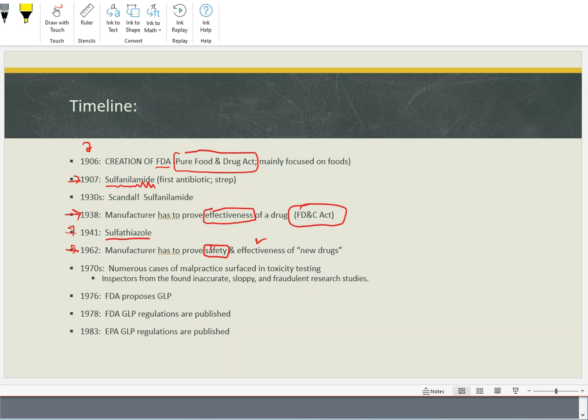Then 8 years later, 9 years later, in the 1970s, we get some more problems that begin to happen here. Notice it says numerous cases of malpractice surfaced in toxicity testings. Well, wait a minute. Just a handful of years ago, I thought that you were supposed to do safety tests. Well, they were. At least they thought they were. And now all of a sudden you get problems with toxicity testing. Wouldn't that actually fall into the same category? It should. But you're putting too much faith in these companies. You're putting too much faith in the laboratories to do things the right way like they're supposed to.